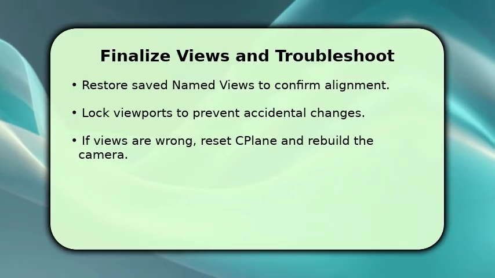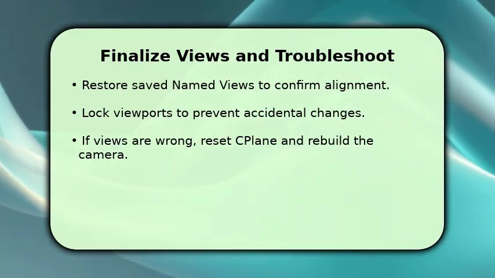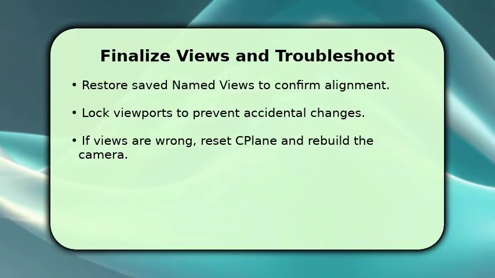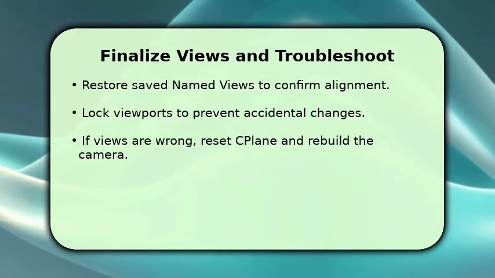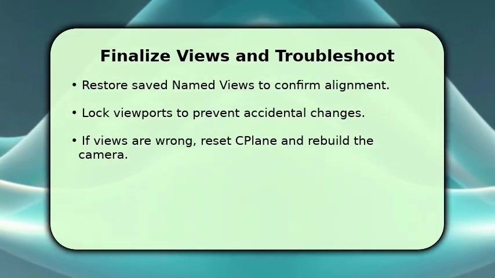If a view behaves oddly, reset the camera by using the Set Camera command or rebuild the view with Zoom Extents and a fresh named view. That usually fixes clipping or misaligned projections. If issues persist, restart Rhino with a default template to rule out corrupted settings.